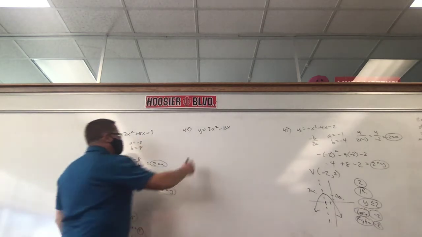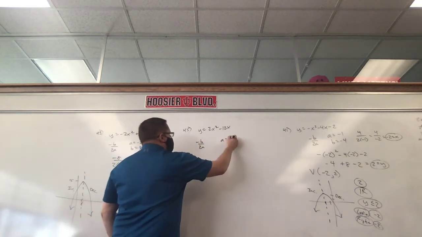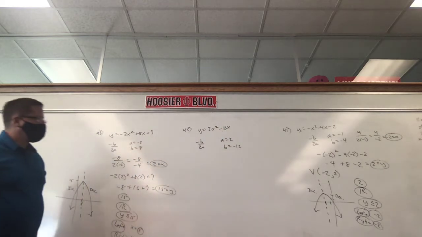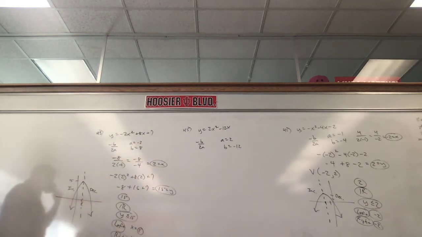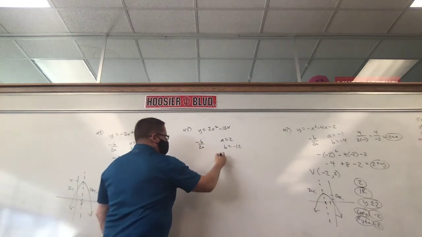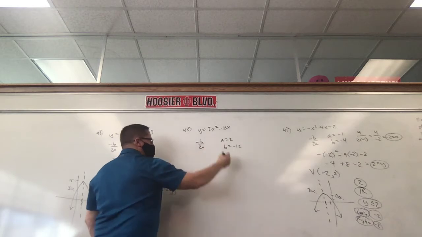So we still need negative b over 2a. A is 2. B is negative 12. Watch your negatives. Okay. So let's find our vertex. The opposite of b is positive 12 over 2 times a is 2.